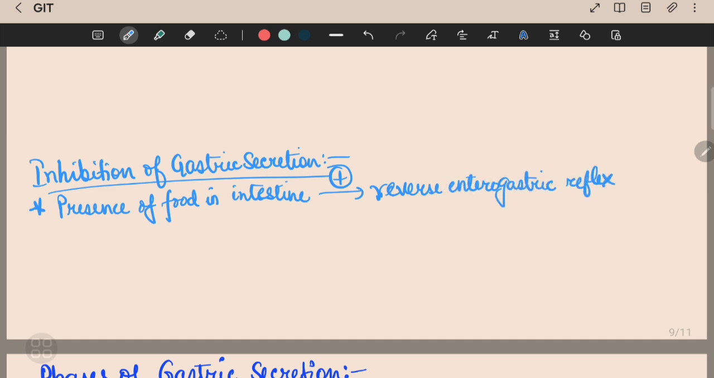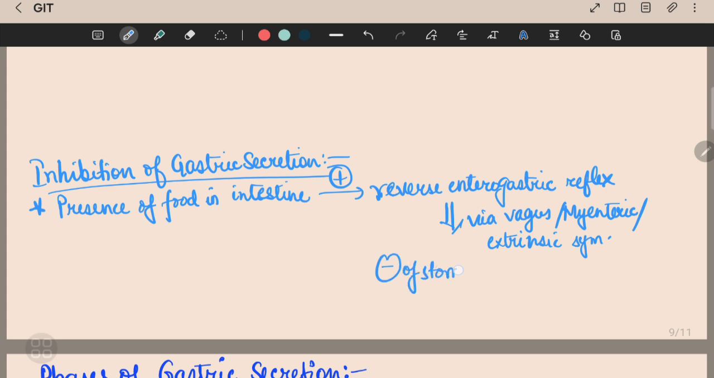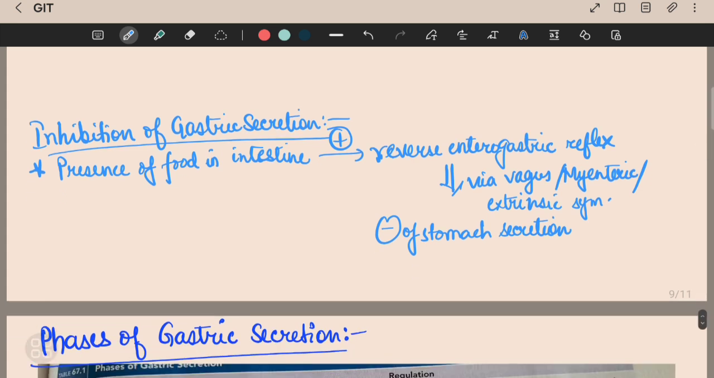And this will be transmitted via the myenteric nervous system and the extrinsic sympathetic and vagus nerves. What will happen? There will be inhibition of stomach secretion. That can happen due to distension of the small bowel, or presence of acid in the upper portion of the intestine, or presence of protein breakdown products there. The presence of acid, fat and proteins.